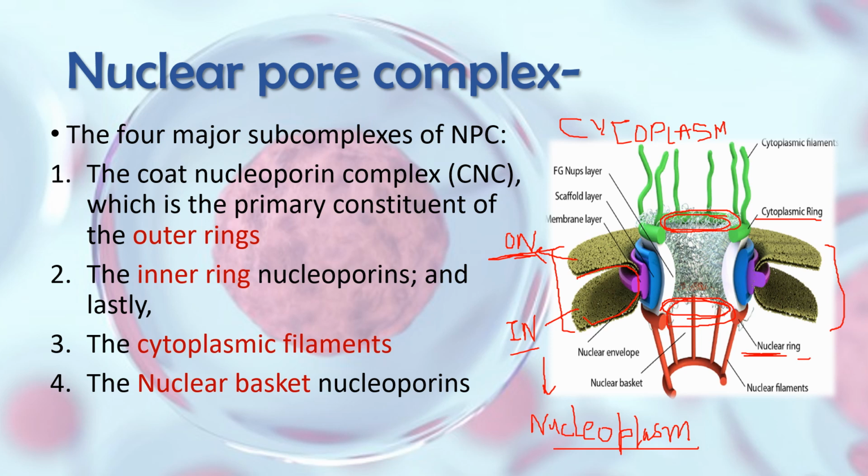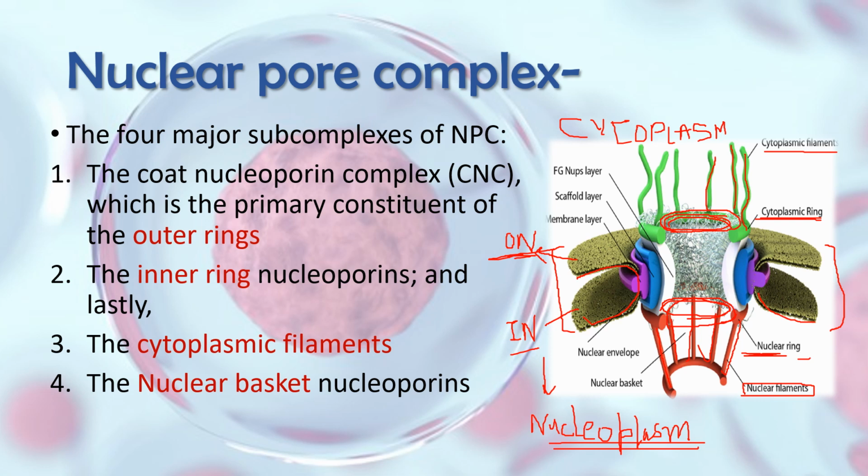Now from this cytoplasmic ring, there are some filaments that originate in the cytoplasm. These are known as cytoplasmic filaments, whereas from this nuclear ring, there are other filaments that appear. These are known as nuclear filaments. So what we can see here is two rings. The first one is the cytoplasmic ring that is present at the cytoplasm or on the outer nuclear membrane, and the inner ring is present at the inner nuclear membrane, on the side of the nucleoplasm.